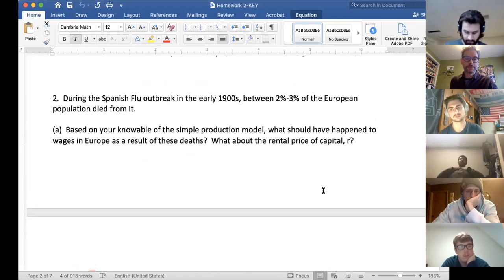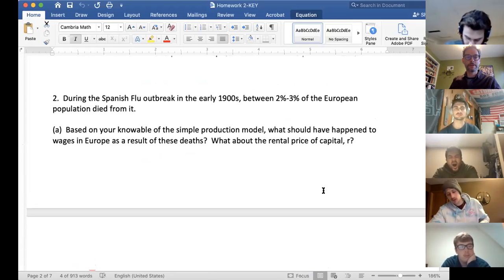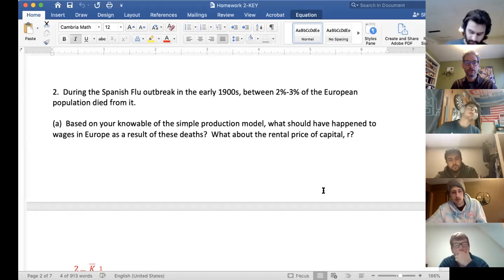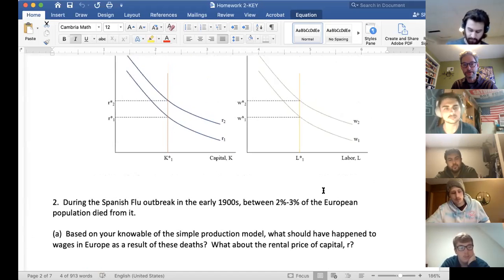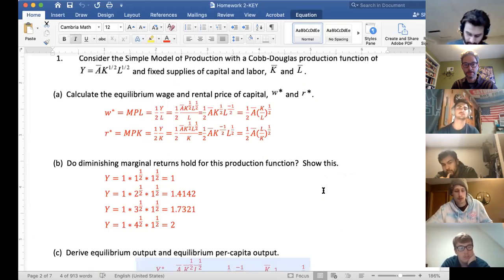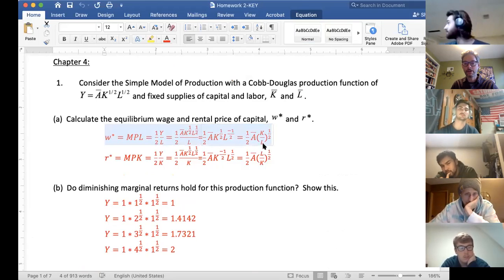Okay, during the Spanish flu outbreak in the 1900s, between 2 to 3% of the European population died from it. So based on your knowledge, what should have happened to wages in Europe? Well, actually, we could just go up to this previous production function. Notice here that when L goes down, what happens to the marginal product of labor?